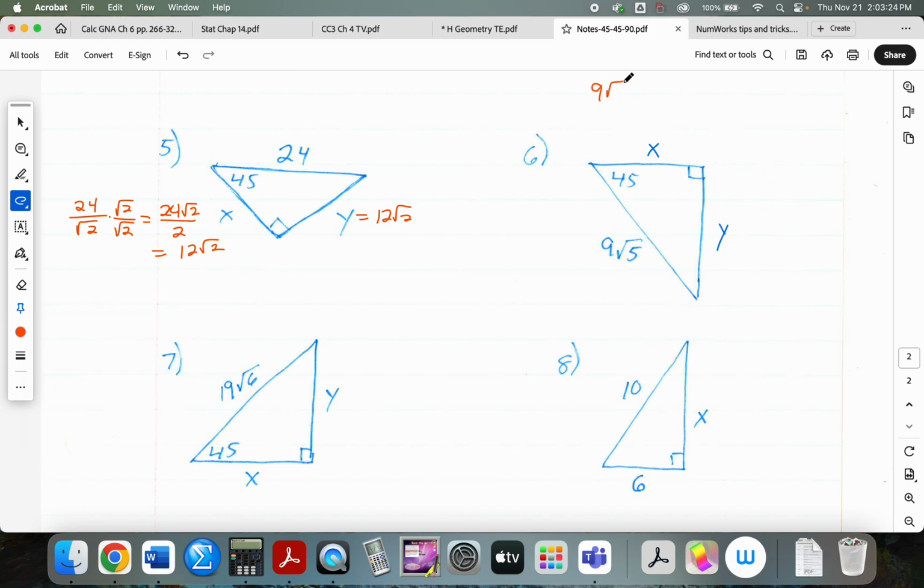So we have 9 square roots of 5 divided by the square root of 2. Just like we did on number 5, since 2 won't divide evenly into 5, we'll multiply it by the square root of 2 over the square root of 2. That's 9 square roots of 10 over 2. 2 will not divide evenly into 9, so we're done. 9 square roots of 10 over 2. You get answers that look like that sometimes. The other leg will also be 9 square roots of 10 over 2.